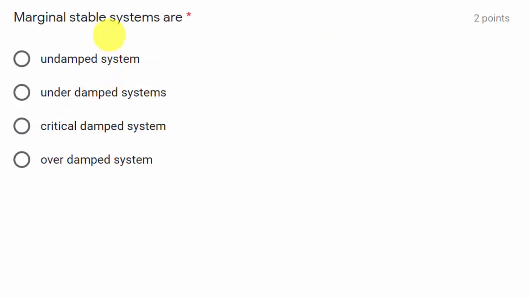Moving on to the next question, what is given is: marginal stable systems are undamped system, underdamped system, critically damped system and overdamped system. We know that in the case of the S-plane, whenever the poles are on the imaginary axis, nothing but you will be getting a simple pole at the origin or poles on the imaginary axis. At that time the system will be a marginal stable system, and that response is an oscillatory response, nothing but undamped system behavior. So the corresponding option that is going to follow is option A is correct.